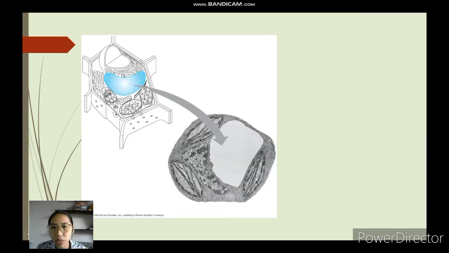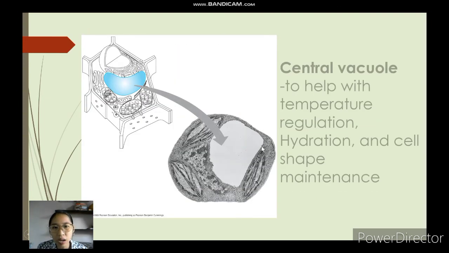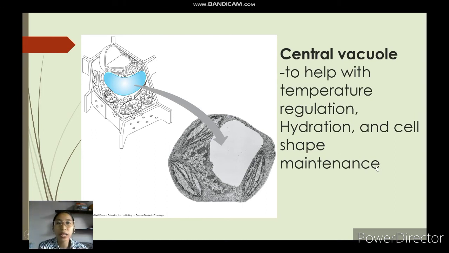Next, this is your central vacuole, which is present only in your plant cell. It is not found in your animal cell. So the central vacuole helps regulate temperature, the hydration of your plant cell, and cell shape and maintenance.